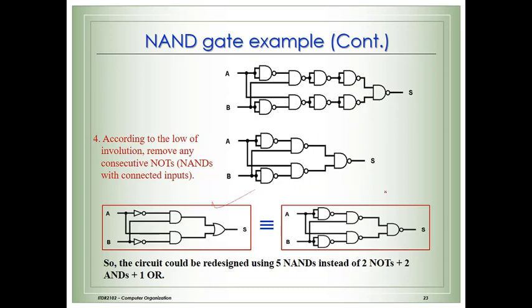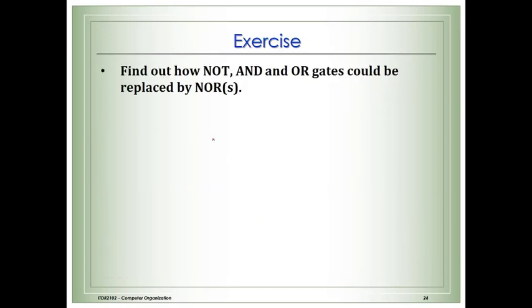This was the original circuit and this is the circuit converted to NAND gates. So this circuit could be redesigned using 5 NAND gates. How many NAND gates are there? 5. Instead of 2 NOT, sorry, 2 AND and 1 OR gate, right? So any circuit whatever is given to you, you should be able to convert it into NAND gates only. Similarly, you can also convert any circuit to NOR gates also.